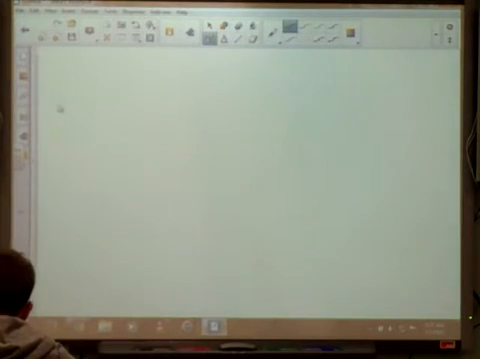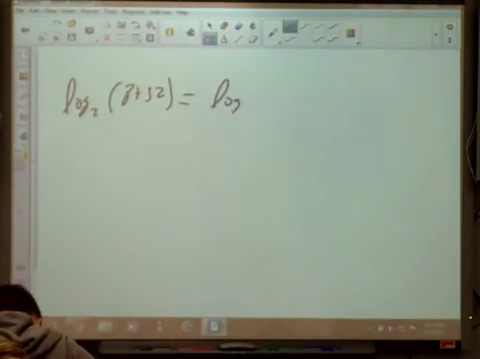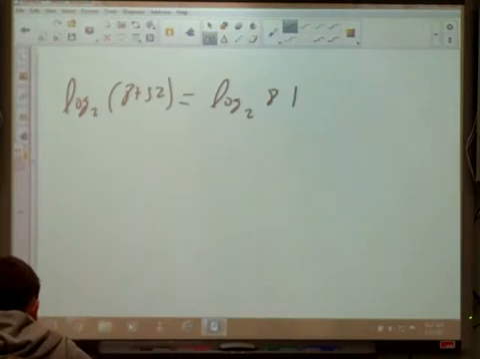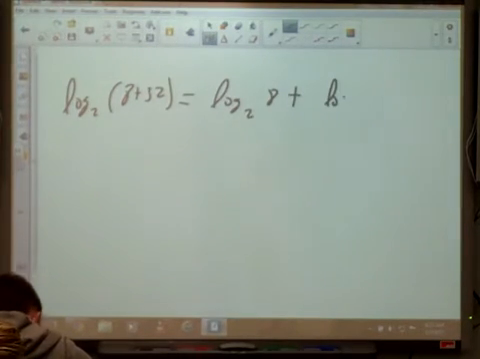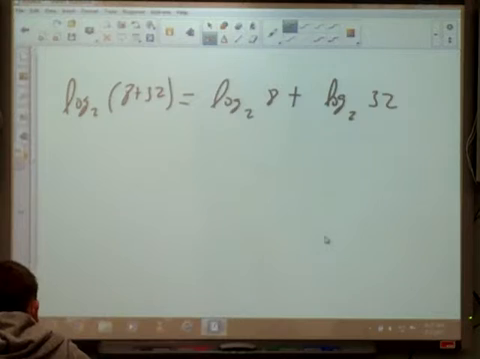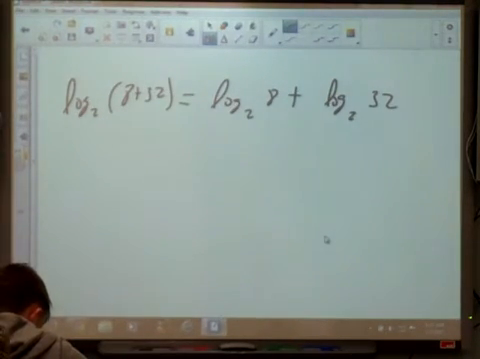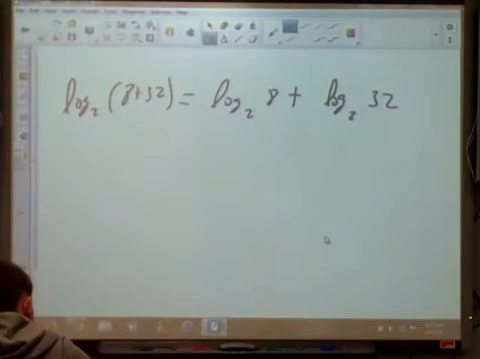Alright, I got log base 2 of 8 plus 32 is equal to log base 2 of 8 plus log base 2 of 32, and it's true or false. So, true or false? Okay, Leah says false. What does anybody else think? Devin thinks true. Katie's maybe thinking.